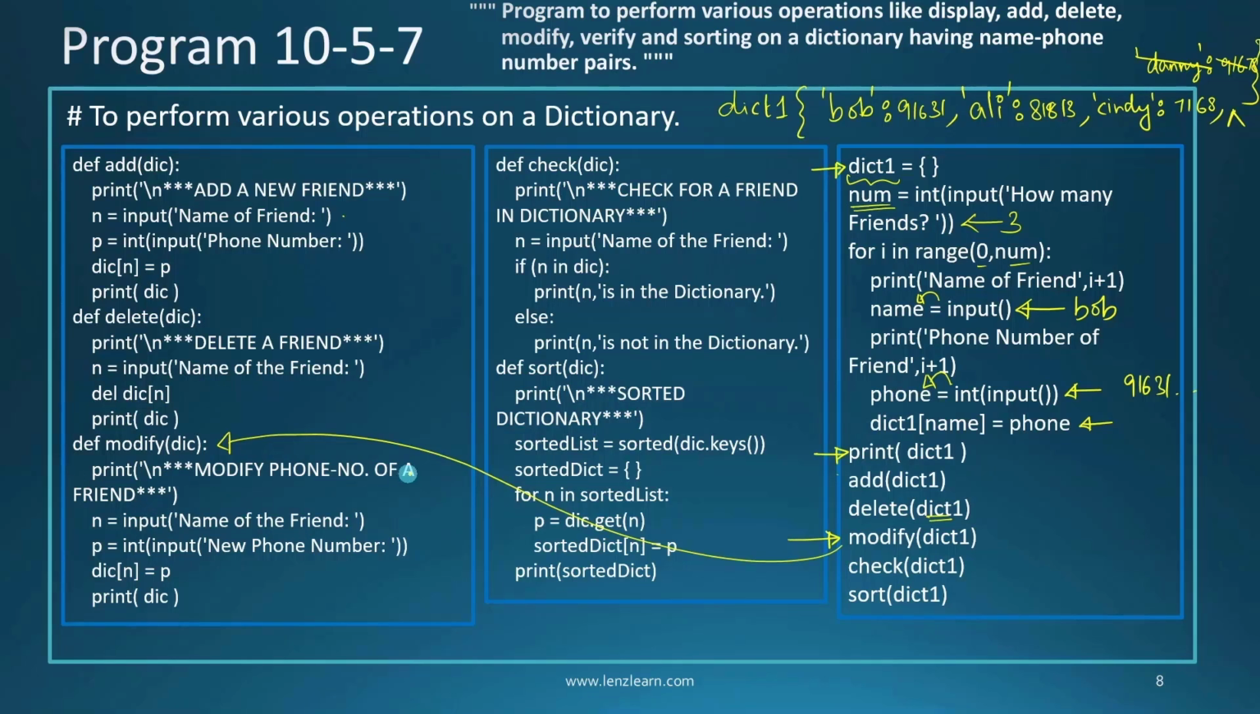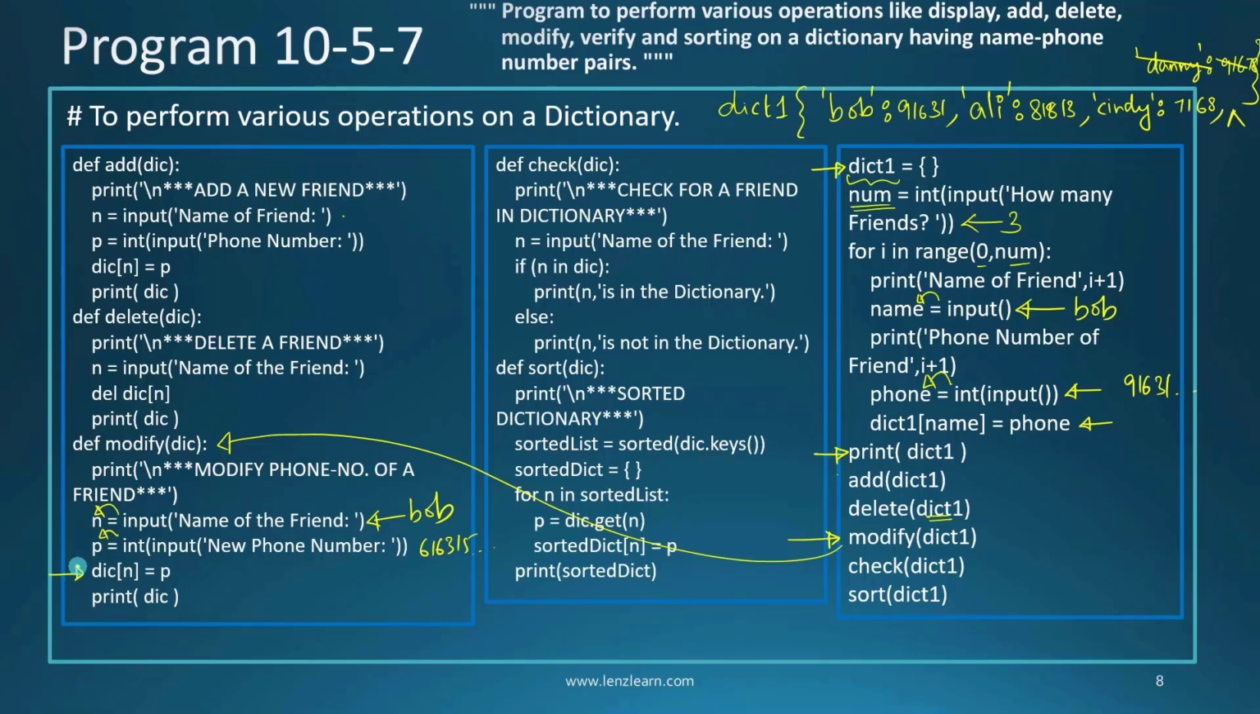Now here I am trying to modify the phone number of an existing friend. So I will print modify phone number of a friend. It will ask for the name of the friend. So you have to give a name which is already there. For example, if you want to change for Bob, I will enter Bob, so the name will be stored into N. Now it is asking for the new phone number of Bob. So I will give another phone number, maybe 616315 something. So that will be stored into P.